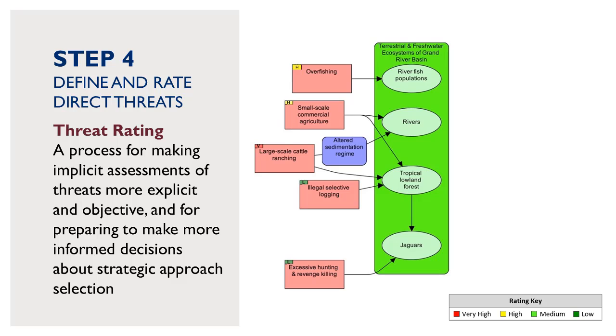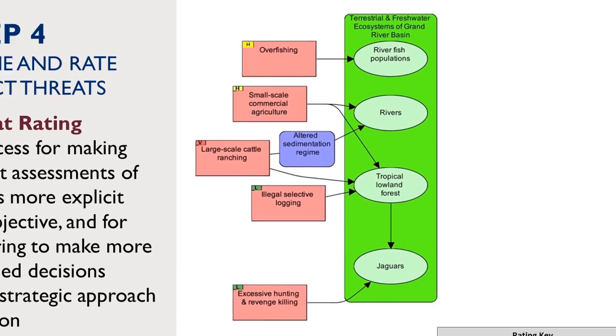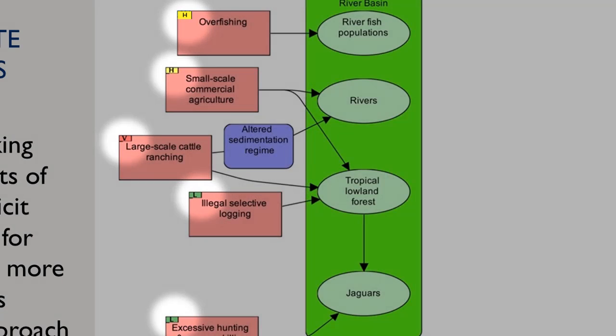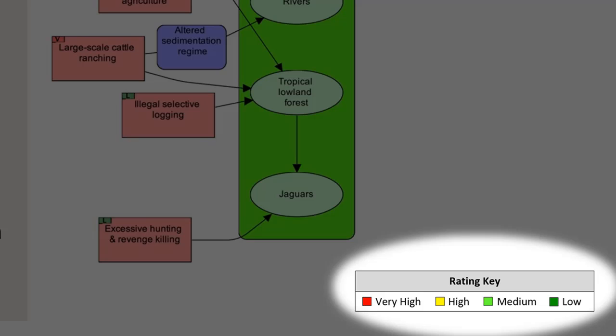To rate your threats, you will want to involve people familiar with your region, the biodiversity within it, and the threats in the region. In this image, that summary rating of our Grand River example is displayed with stoplight-colored squares in the upper left-hand corner of the pink direct threat boxes. And the key to the ratings is located at the bottom right.